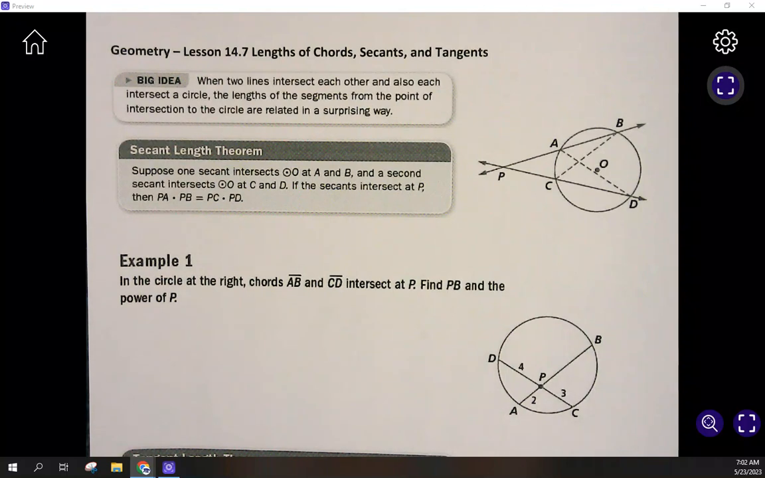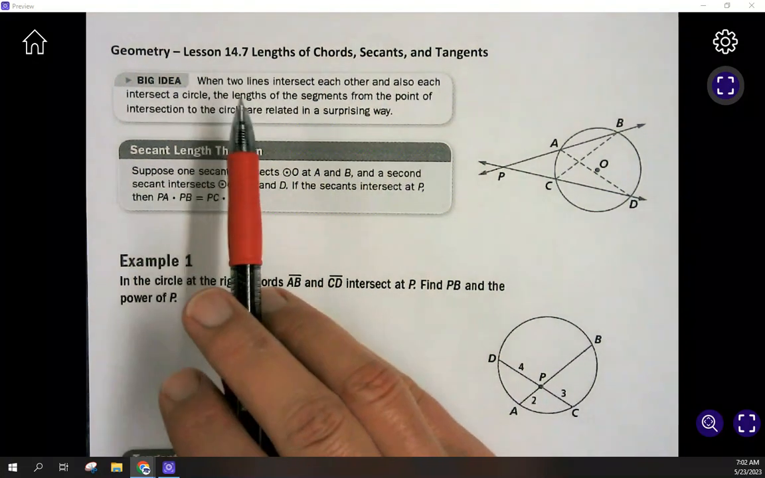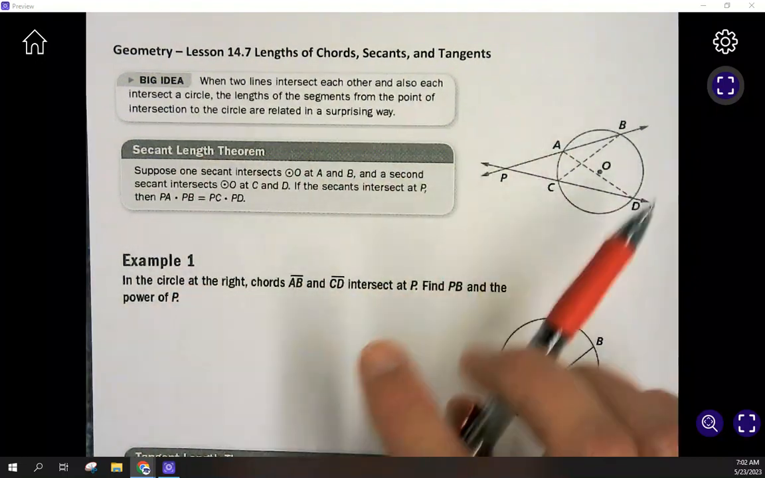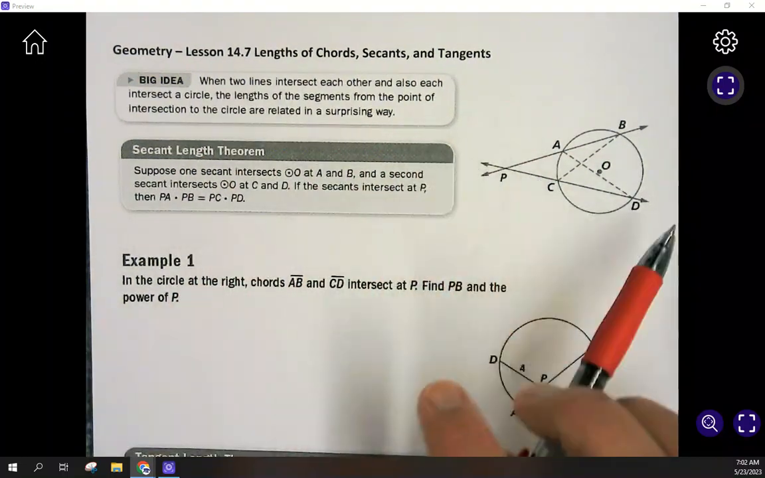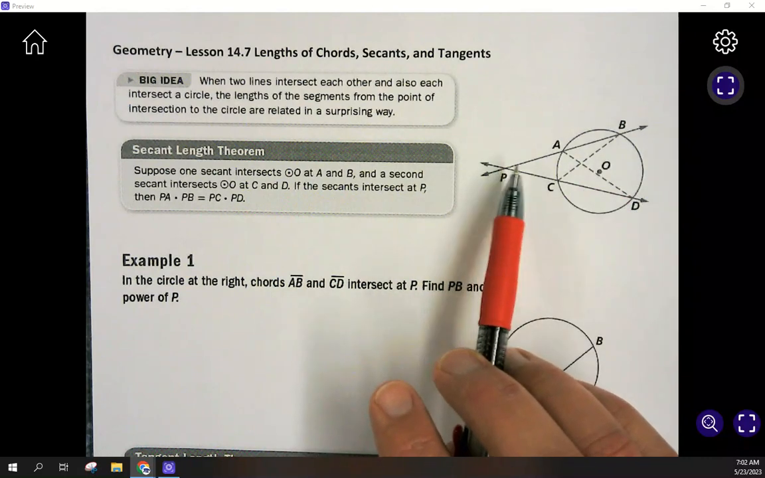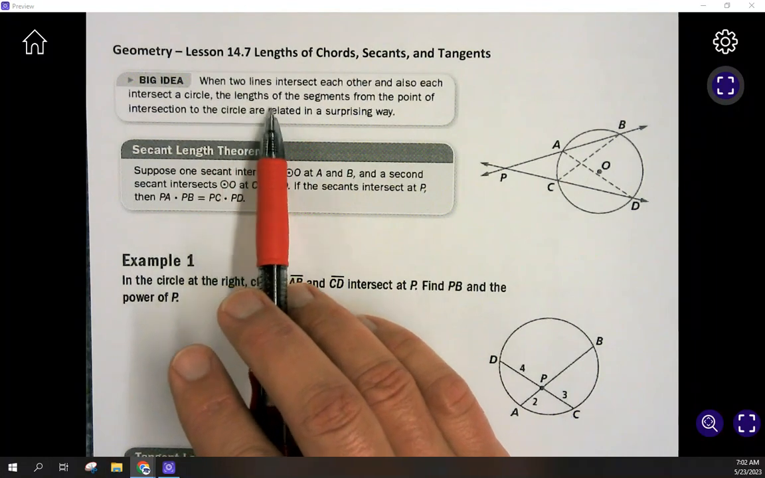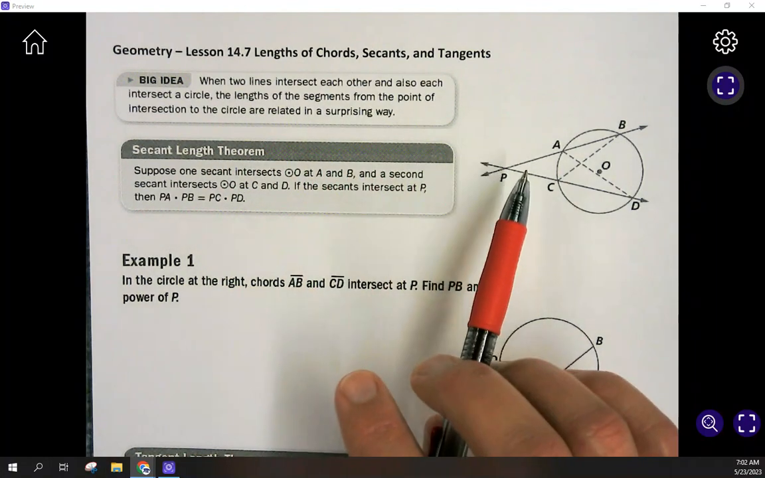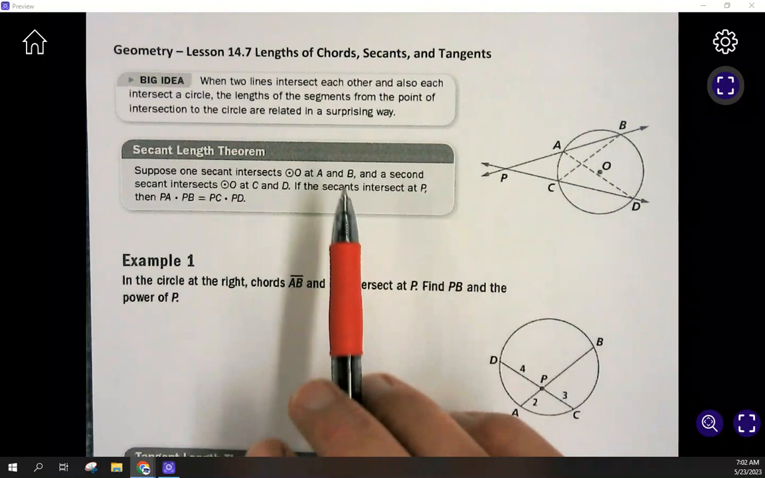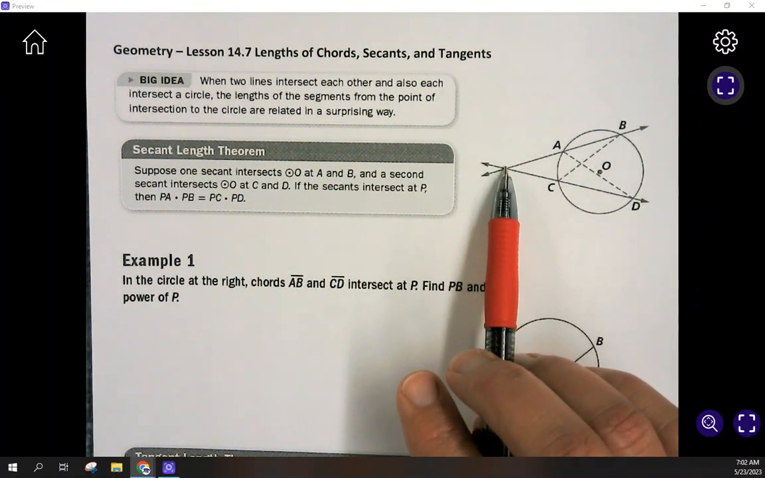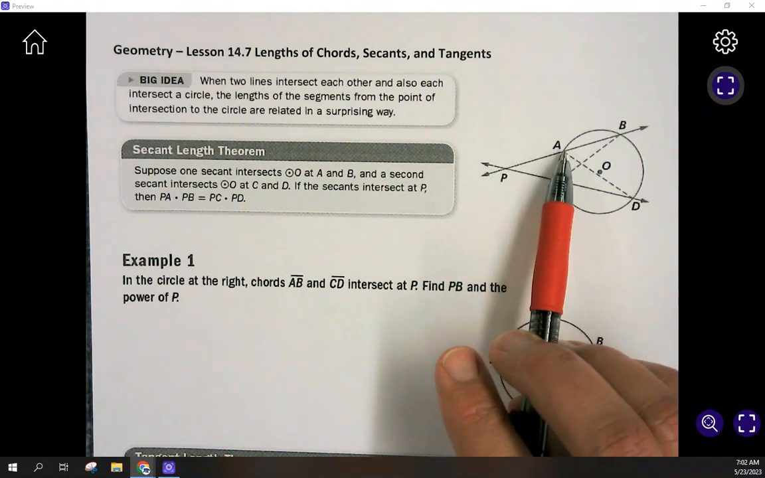This is geometry lesson 14.7, lengths of chords, secants, and tangents. So the big idea says when two lines intersect each other and also each intersect a circle, so you can see that here on the right, we have two lines that are intersecting each other and both lines also intersect a circle. The lengths of the segments from the point of intersection to the circle are related in a surprising way. So we're talking about the length from the point of intersection of the two lines to the circle.